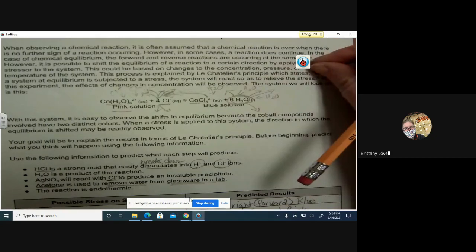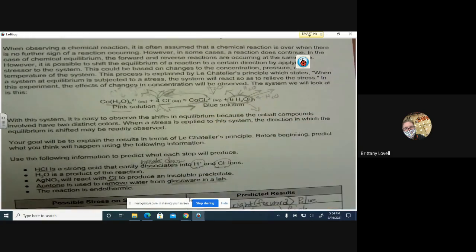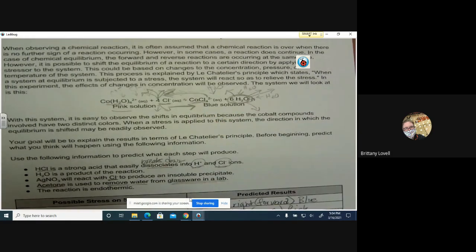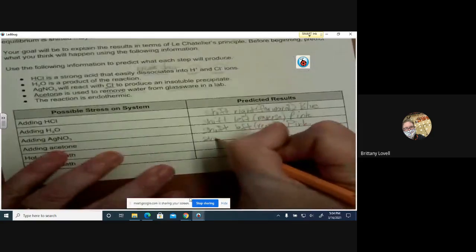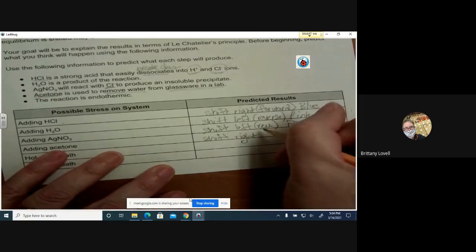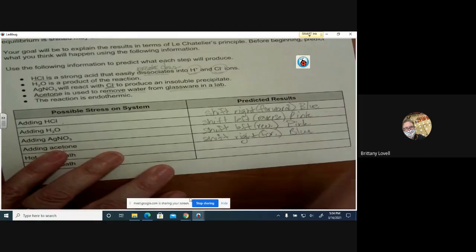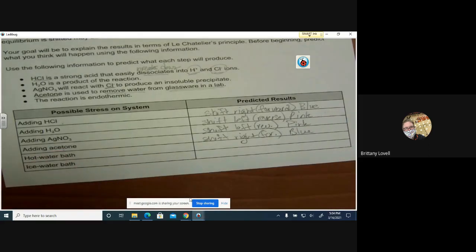So if you're removing water out of the system, if you're taking it off of this side, what's the system going to do? It's going to try to make more. It wants to shift to the right to produce more water. So here, we're just going to say it's going to shift to the right. And we see that's the forward reaction. And that forward reaction, you would expect it to turn blue, hopefully.